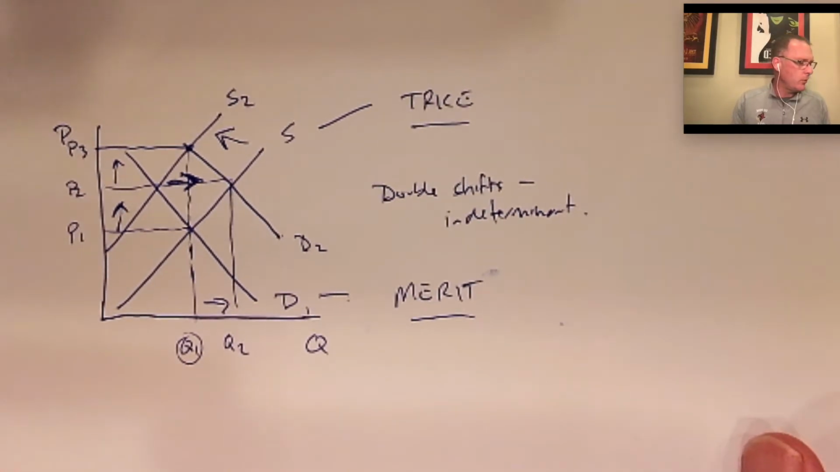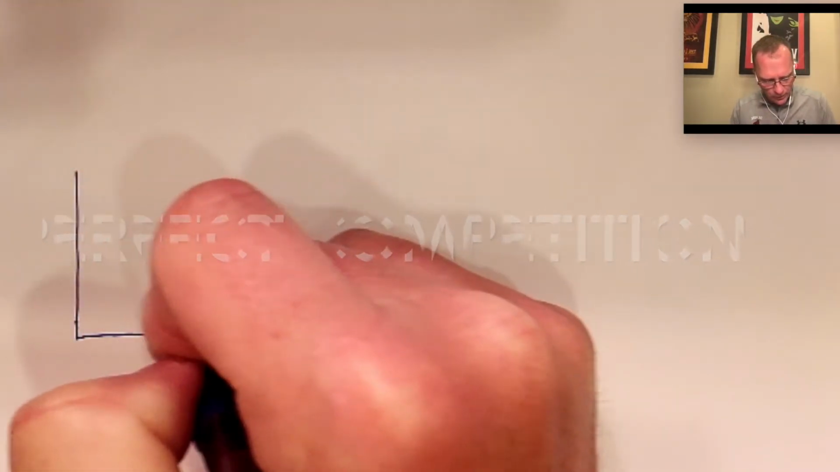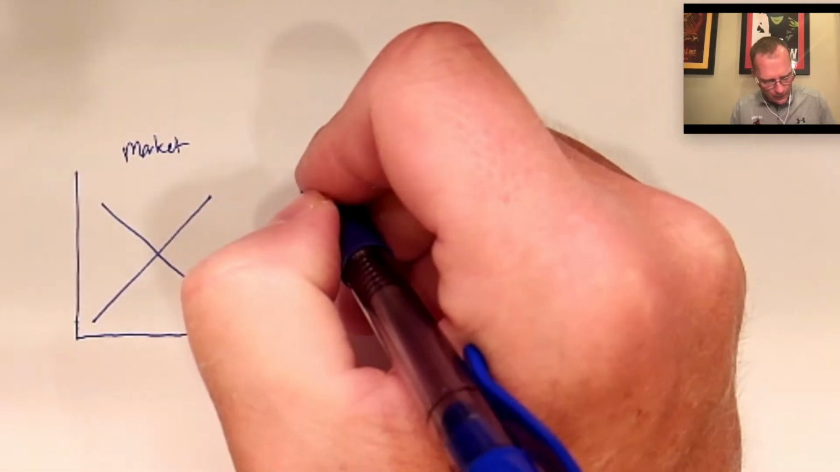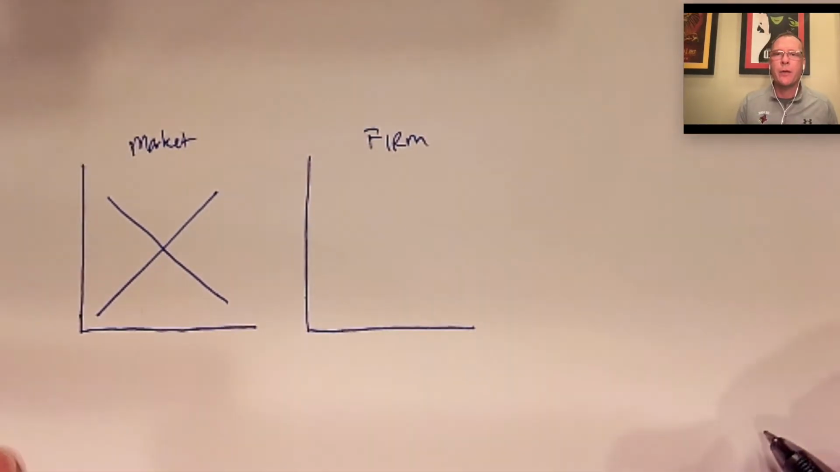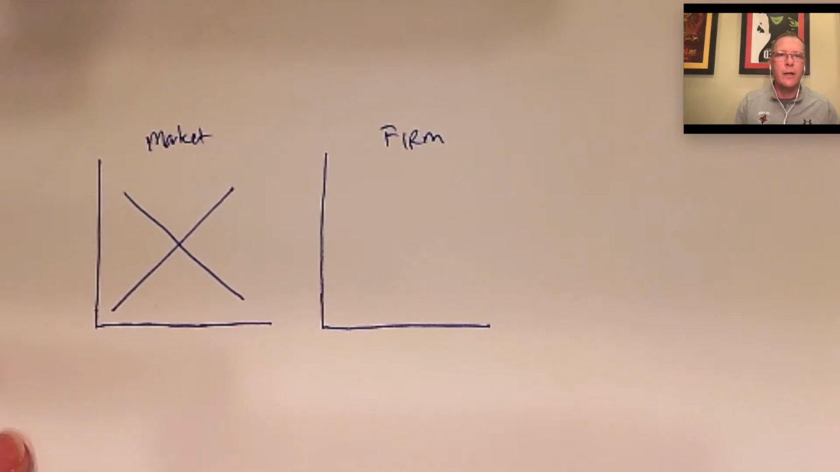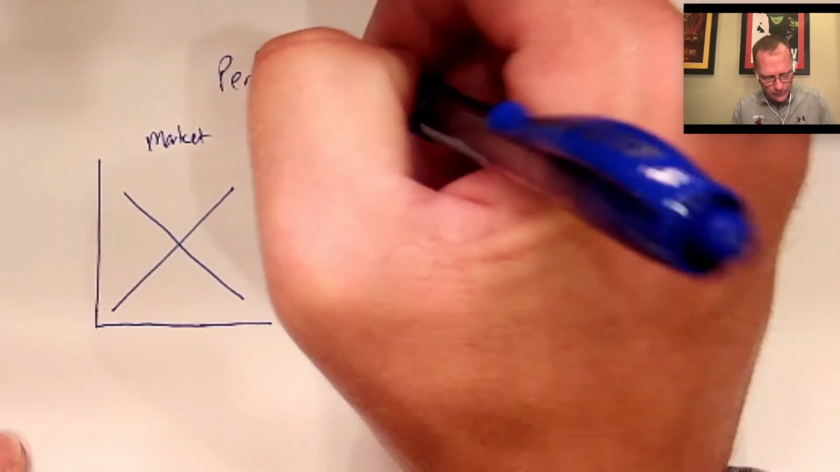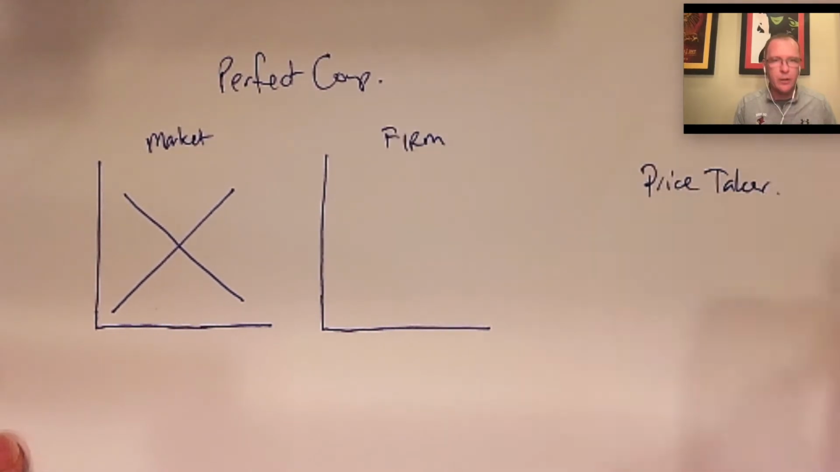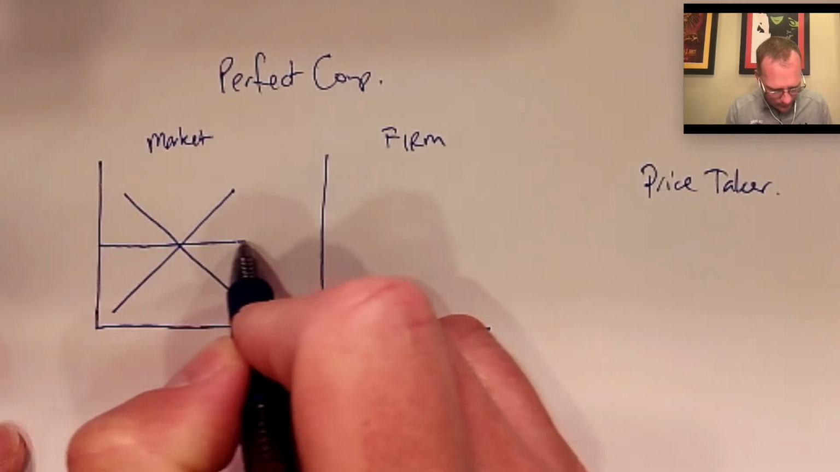So then we move on to the firm type graphs. The first firm we did was perfect competition. Perfect competition took our supply and demand graph, so this is our market, and then over here, we went to our firm. In perfect competition, we are getting our price from our market. Remember, you are a price taker, so the market is going to come along at a price like this.